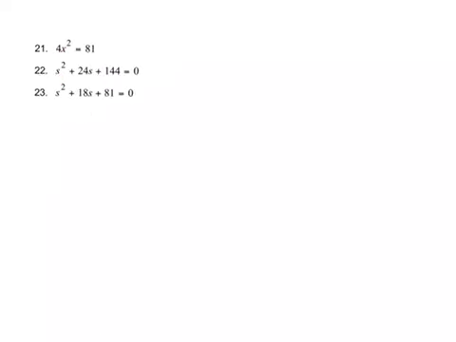Number 21, also not equal to 0, so I'm going to take 4x squared equals 81, and I'm going to subtract 81 from both sides. 4x squared minus 81 equals 0. Now, again, starting with the greatest common factor.